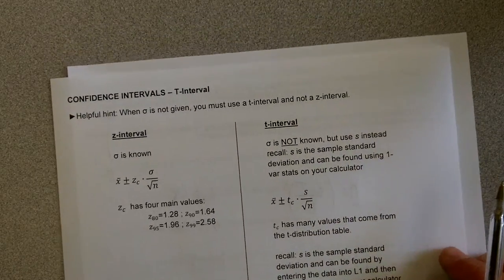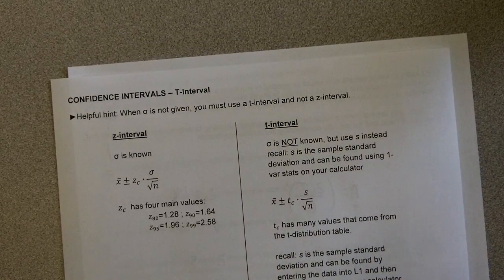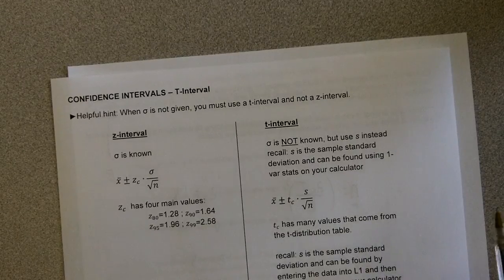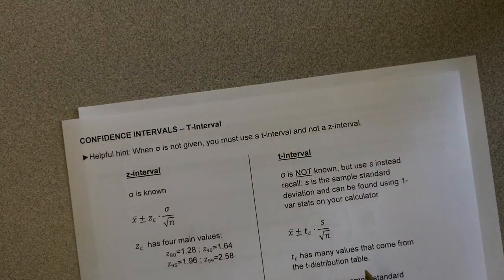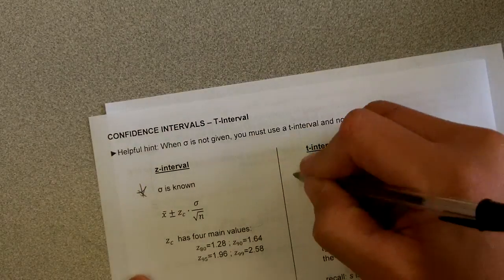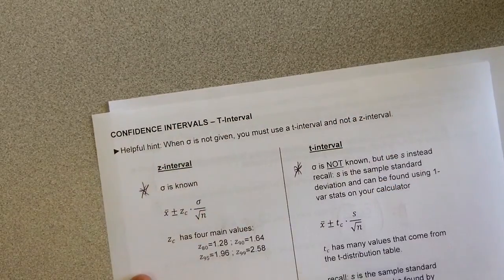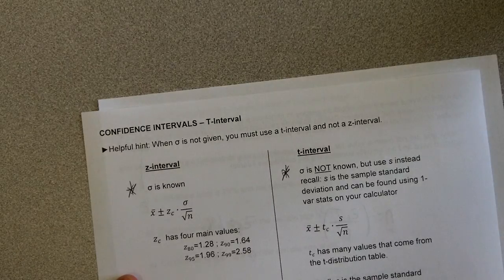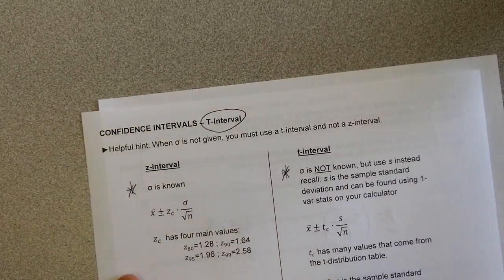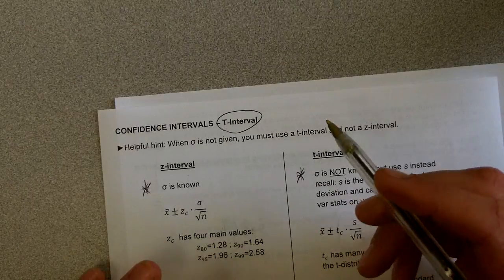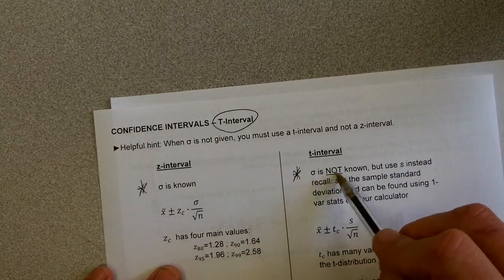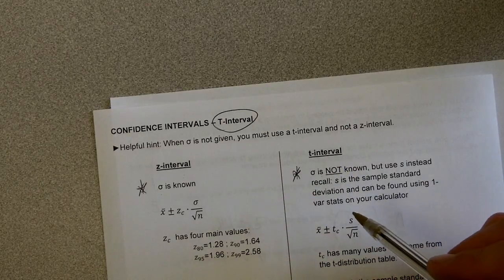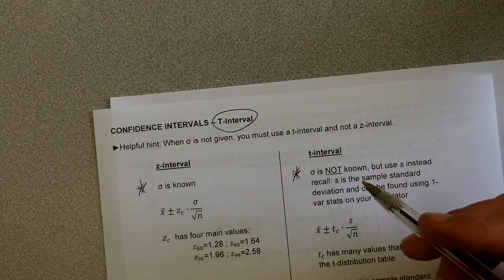Okay, so the z interval description took a little while. The t interval won't take nearly as long because there's only one major difference here. It's basically the exact same process, except now, and this is the most important part, for the sake of the class it's going to be important to note what you have and what you don't have. So again, this is dealing with a t interval and not a z interval. The big difference: if sigma is known, you must use a z interval. If sigma is not known, use a t interval. And again, the process is the same.